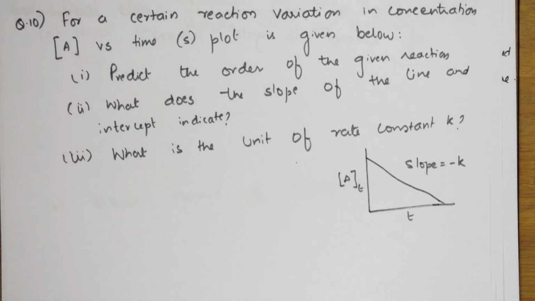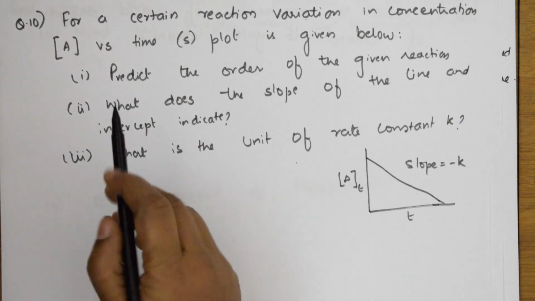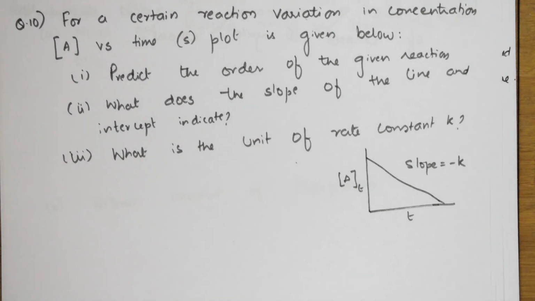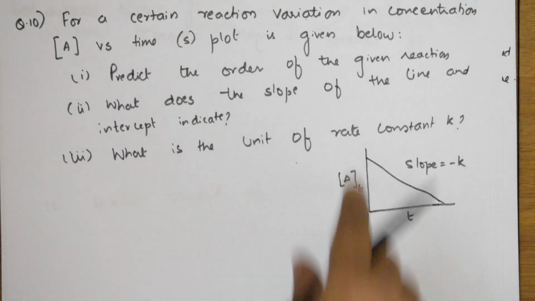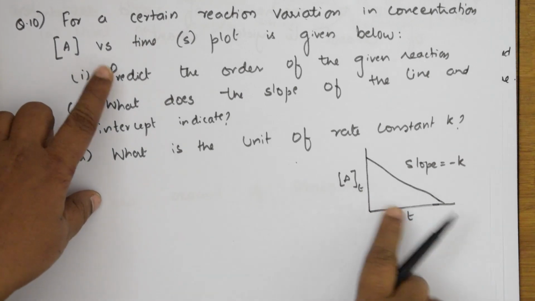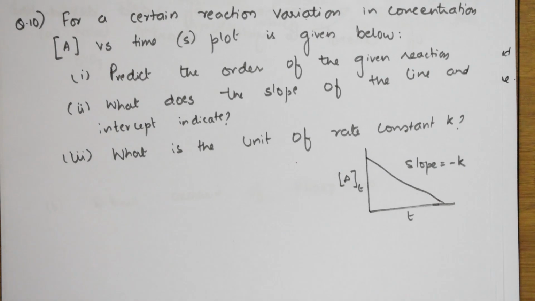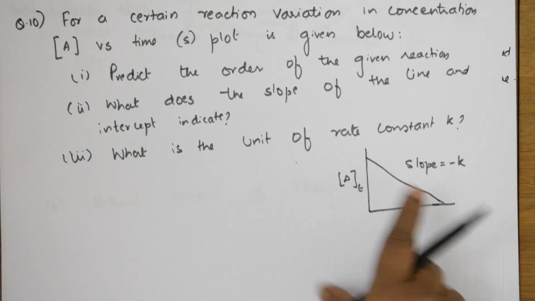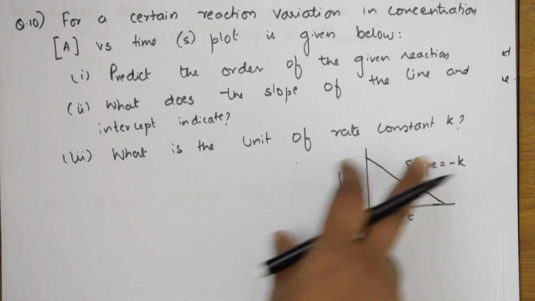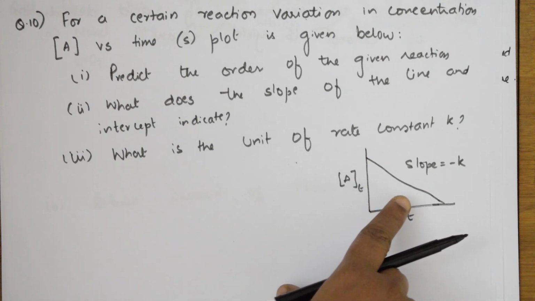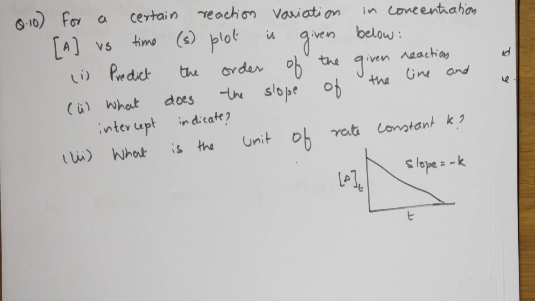Let us come back and do the 10th question now. What do they give us? It's a chemical kinetics question. Let's read. For a certain reaction, variation in concentration versus time plot is given below. Okay, done. So they've given me a negative slope. Predict the order of the reaction. Done. What does the slope of the line and intercept indicate? Done. What is the unit of rate constant?